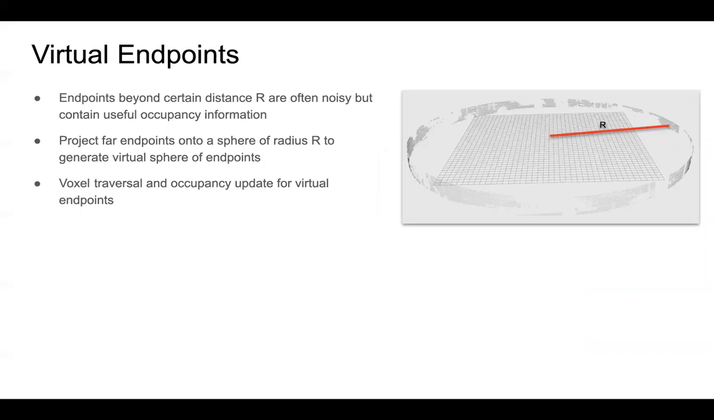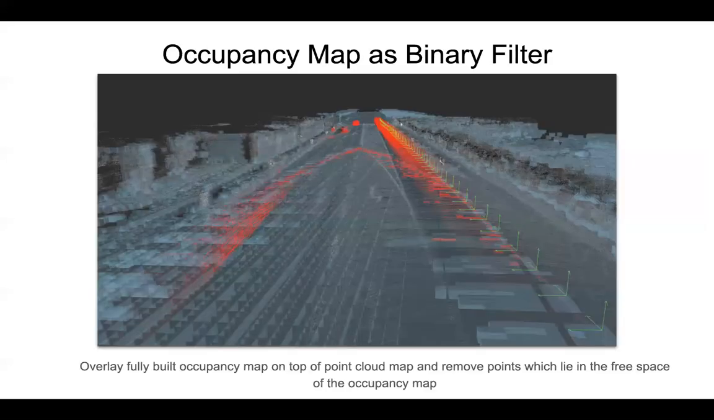To solve this problem, we project the endpoints with distance greater than r onto a virtual sphere, which is also of radius r and centered at the sensor origin. Next, we perform voxel traversal for the projected endpoints and decrease the occupancy probability of all the voxels along the rays from the sensor to the endpoints, including the voxel corresponding to the endpoint. Finally, we superimpose the fully built occupancy map on the point cloud map and remove the points which fall in the free space of the occupancy map.